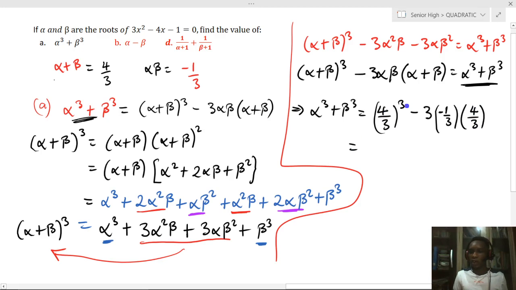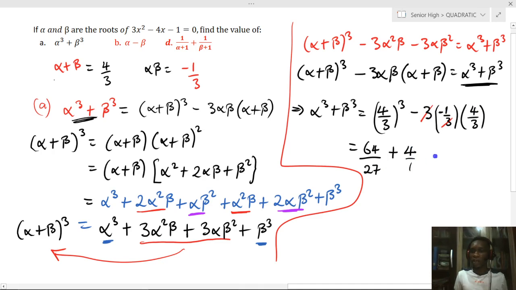Solving, 4 raised power 3 will give us 64, and then 3 raised power 3 will give us 27, minus times minus will give us plus, so here will be plus. We can see that we cancel out this 3 here, and therefore what's remaining, we just have 1 times 4, which is 4. We can put that over 1.